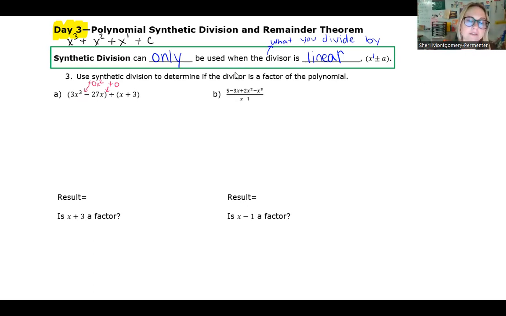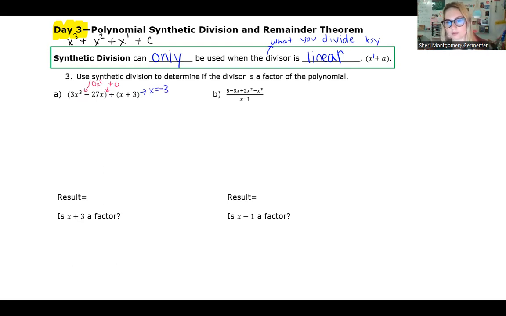The first thing that I have to do once I've decided that all my terms are there is look at what I'm dividing by. So remember last class when we talked about factors, and if you have a factor, you can figure out what x equals because you could set it to 0. And when it looks like this, it's easy because if I set that equal to 0 and I subtract 3, then x is equal to -3.